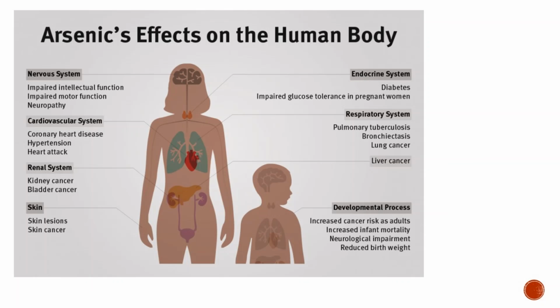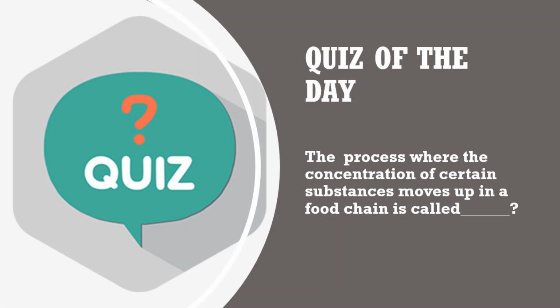Arsenic is already present in the earth and it can seep into groundwater. Also, groundwater can contain runoff from industrial plants, which also causes arsenic pollution. Rice accumulates arsenic into the grains much more efficiently than any other staple cereal crop, which goes into our food chain, and this process has a name. That is our quiz of the day: the process where the concentration of certain substances moves up in a food chain, what is that called? Post your answer in the comment section.